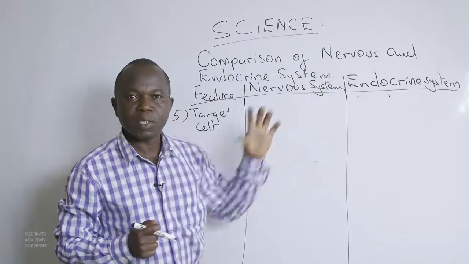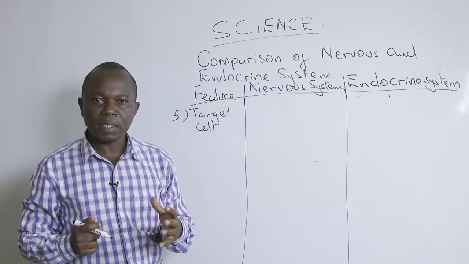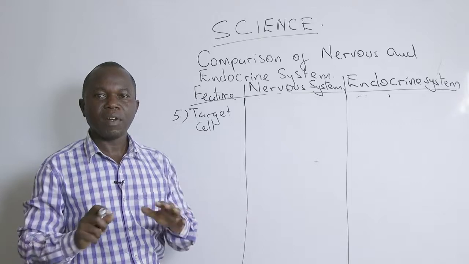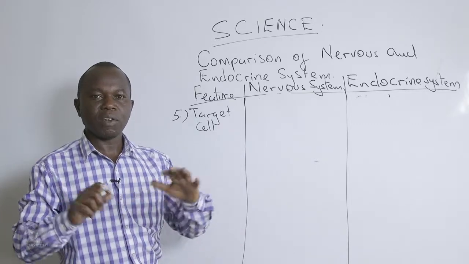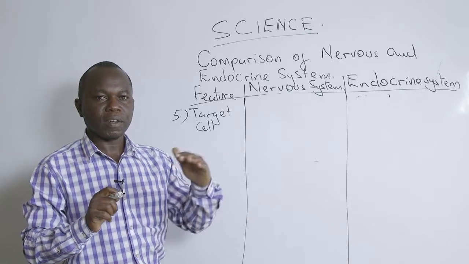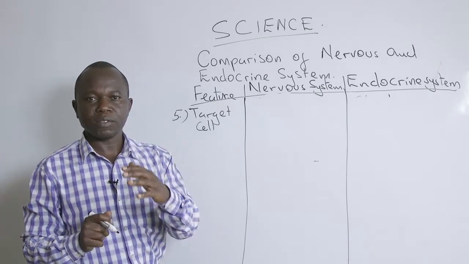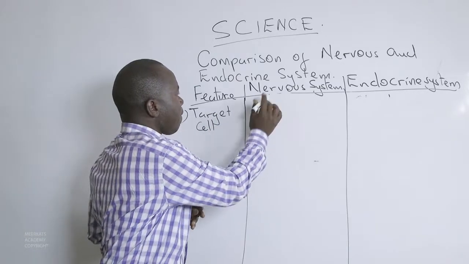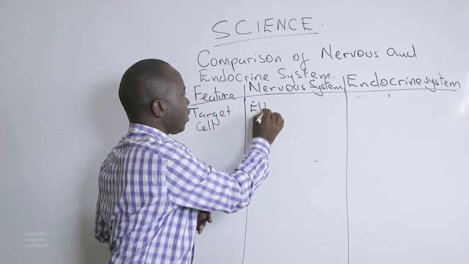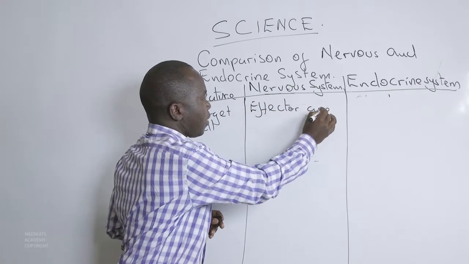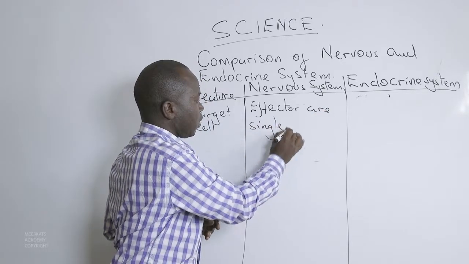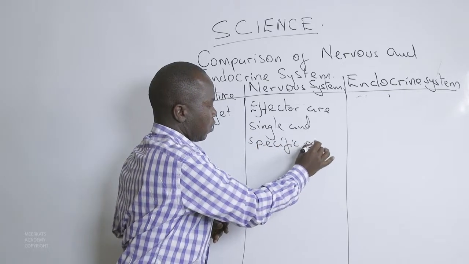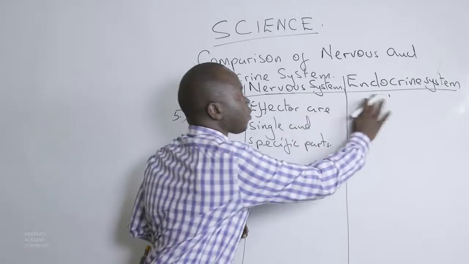But for the endocrine system, because hormones are released by the glands and then they diffuse into the blood, you realize that the hormones will affect very many other structures or very many other organs. So for target cells here, effectors are single and specific parts of the body. But here it could be general.